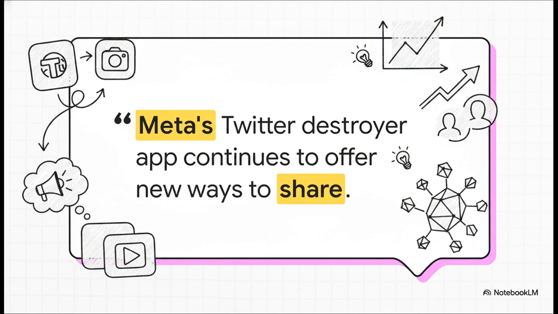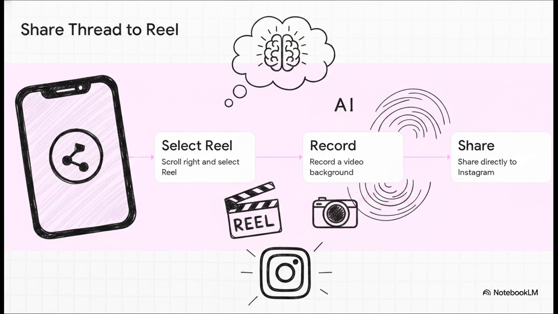You don't have to build audiences in these isolated silos anymore. You can seamlessly flow your text-based ideas right into your highly visual video feeds for maximum reach. Let's see how this builds with an exact tactical sequence to make this happen. If you have a high-performing thread, you can turn it into an Instagram reel in literally seconds. Step 1, tap the share icon on your thread. Step 2, scroll to the right in the options tray and select Reel.